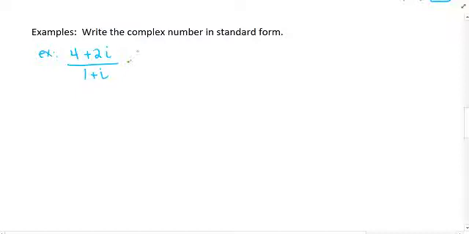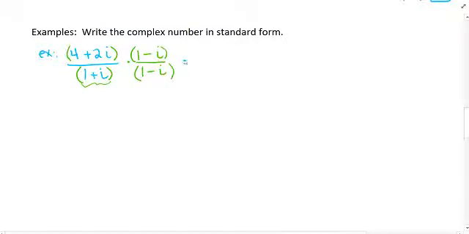So what I'm going to do is I'm going to multiply both the top and the bottom of my fraction by the complex conjugate of the denominator. That will make it so that I have a real number in the denominator. So I'm going to have to double distribute here for the numerator and double distribute or FOIL for the denominator. So let's go ahead and do that.